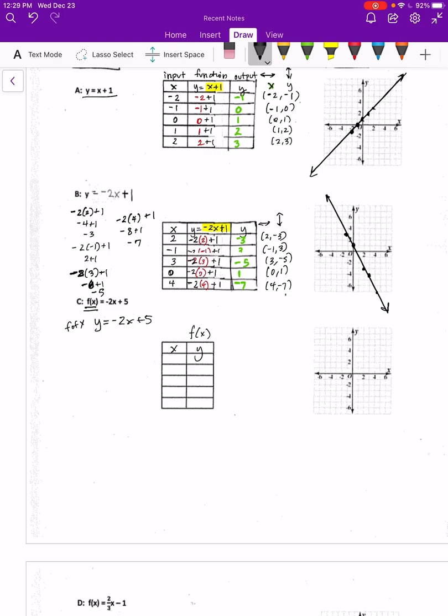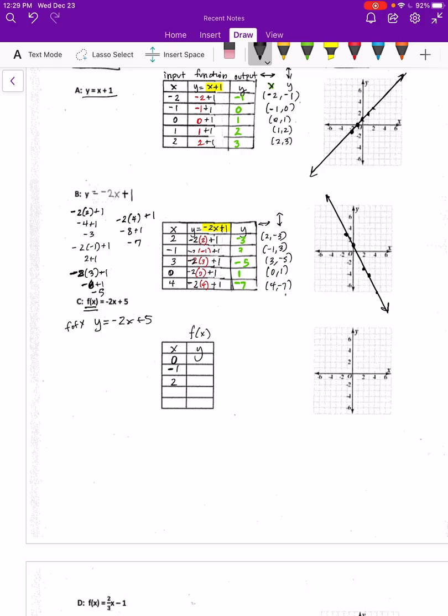All right, and this time I want you to test out 0, -1, and 2. So go ahead and pause the video, test those out, and plot them on your graph and get back with me. So here we go.